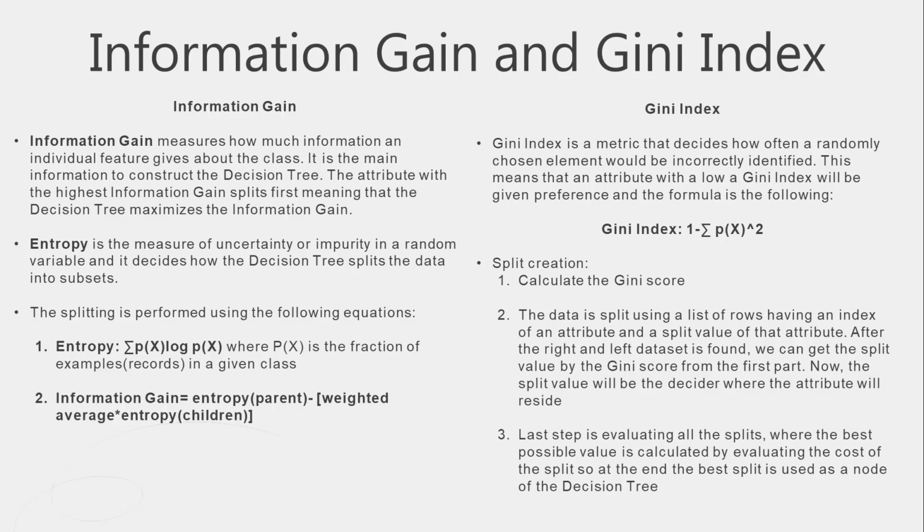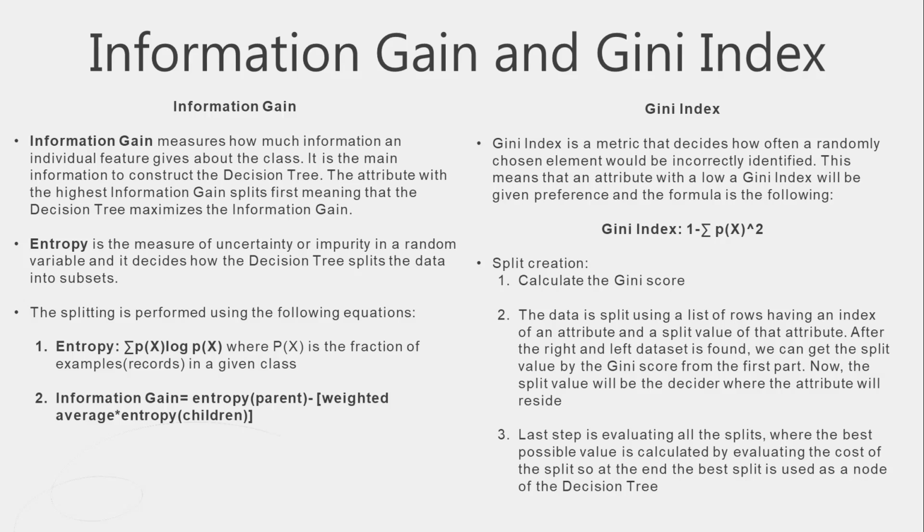The first one is information gain, which measures how much information an individual feature gives about some class. It is the main criterion used to construct the decision tree. The attribute with the highest information gain is split first, meaning that the decision tree maximizes the information gain. Information gain uses something called entropy, which is the measure of uncertainty in a random variable, and it decides how the decision tree splits the data into subsets.